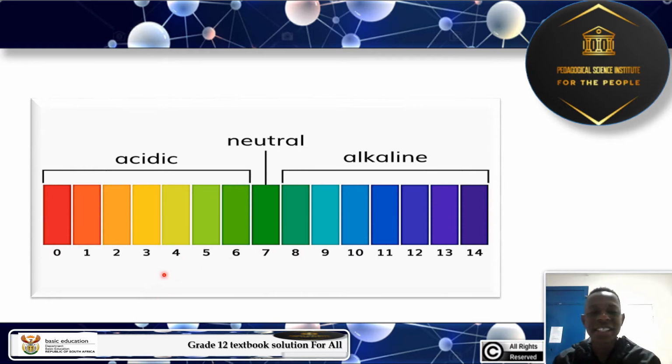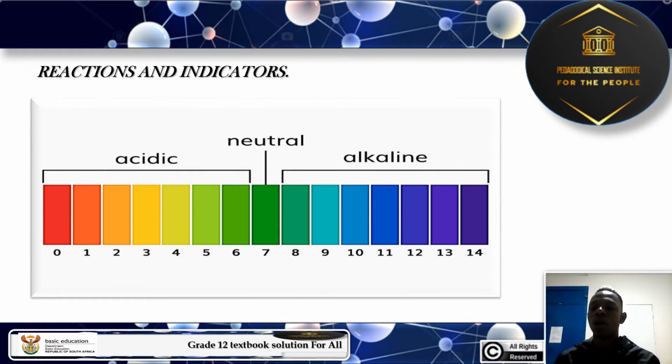As you can see, they are near to becoming what? Neutral. So number 7 is neutral. Numbers 8 to 14 are alkaline, or basic. Let us continue so that you can see why we are studying all of this.